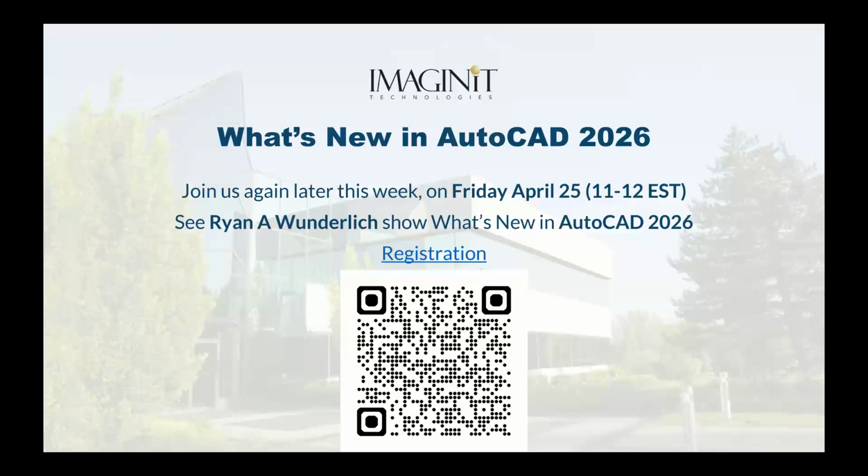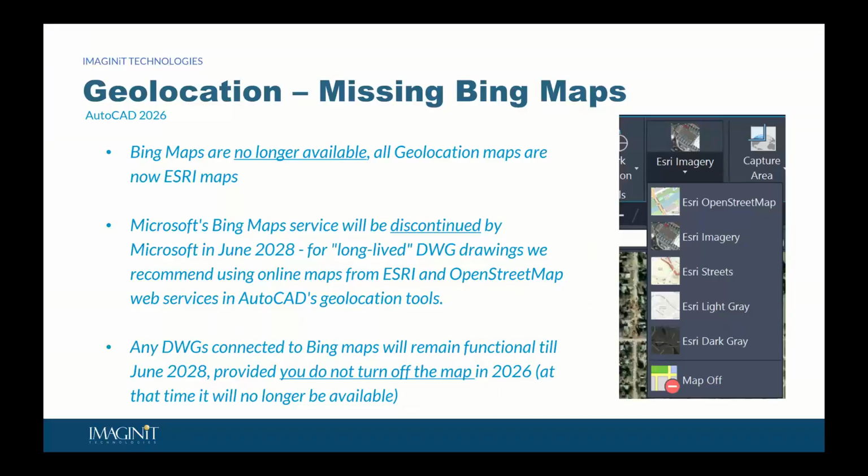So I didn't touch any of that, with one minor exception here. I'm going to steal a little bit of his lightning. And this I found to be very important. The geolocation is missing for Bing Maps in 2026.